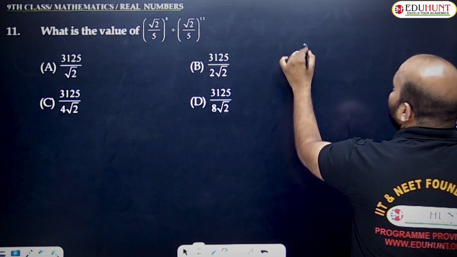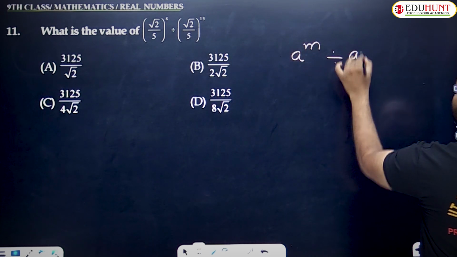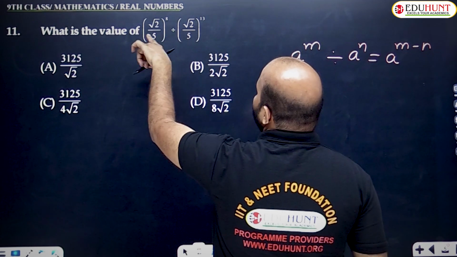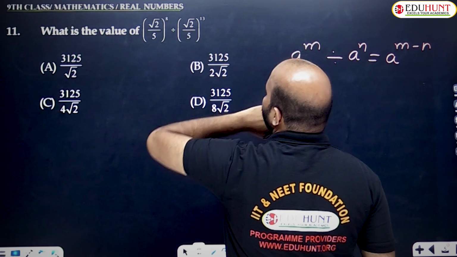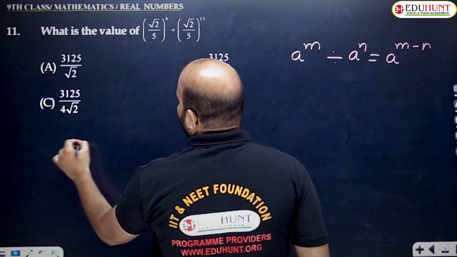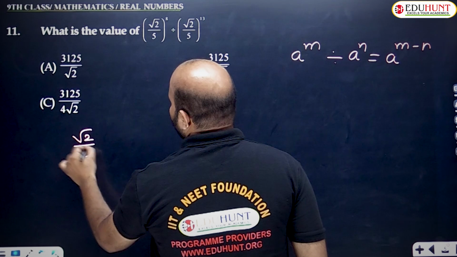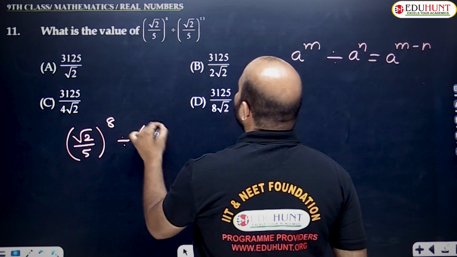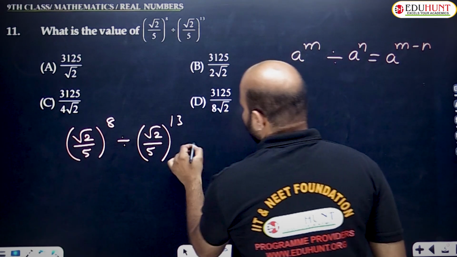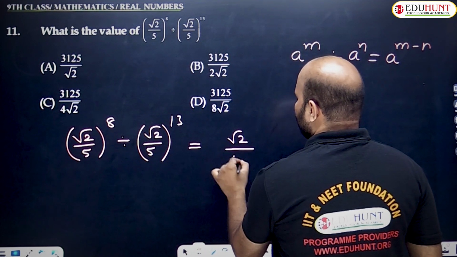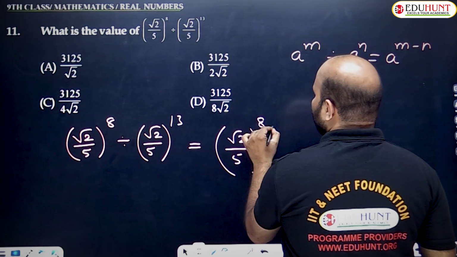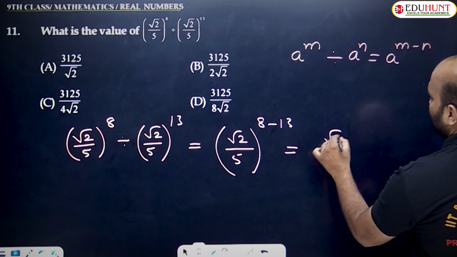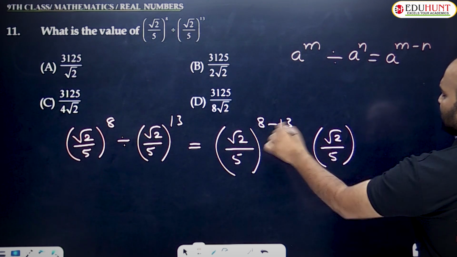So we know a power m divided by a power n equals a power m minus n. This is the formula. So here a is nothing but the base value, m is a power, and n is also a power. So clearly we need to understand. So root 2 by 5 whole power 8 is divided by root 2 by 5 whole power 13. So that is the given expression. Therefore it can be written as root 2 by 5 whole power m minus n, nothing but 8 minus 13, which is minus 5.